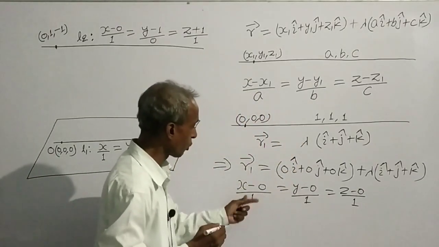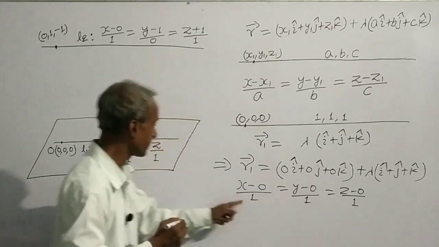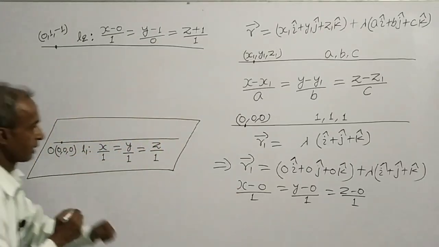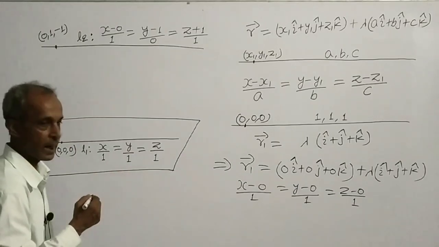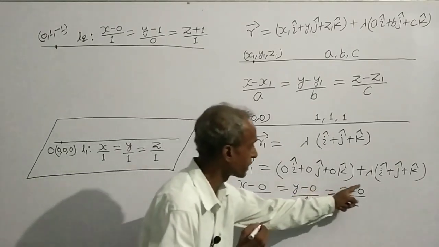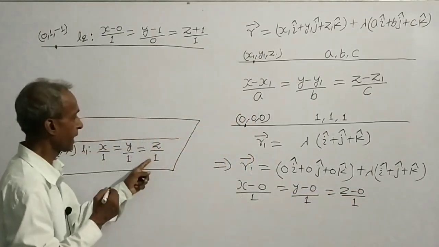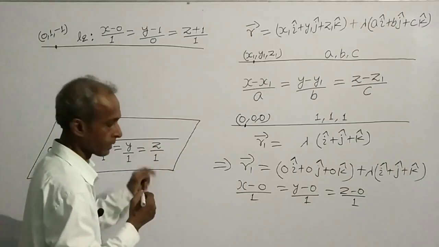X minus 0 by 1 can be written as x by 1. Y minus 0 by 1 can be written as y by 1. And z minus 0 by 1 can be written as z by 1.